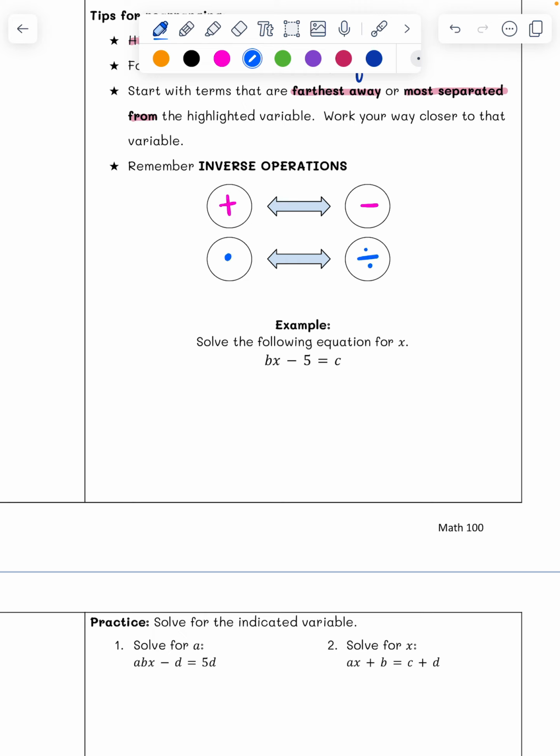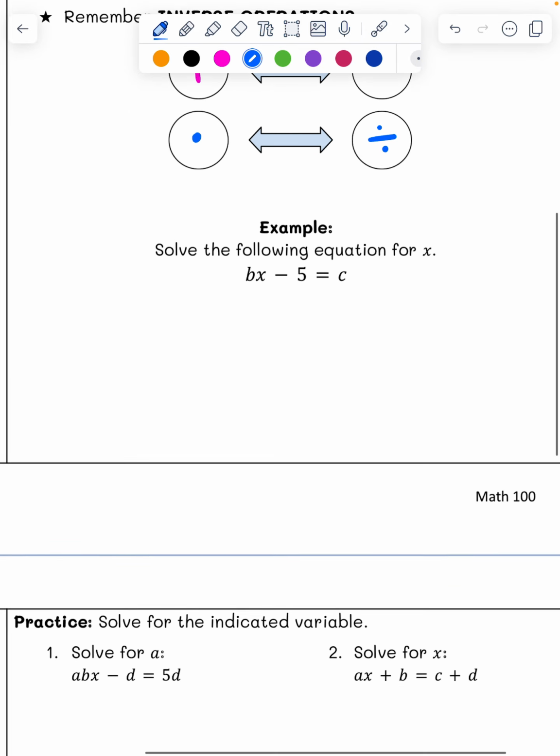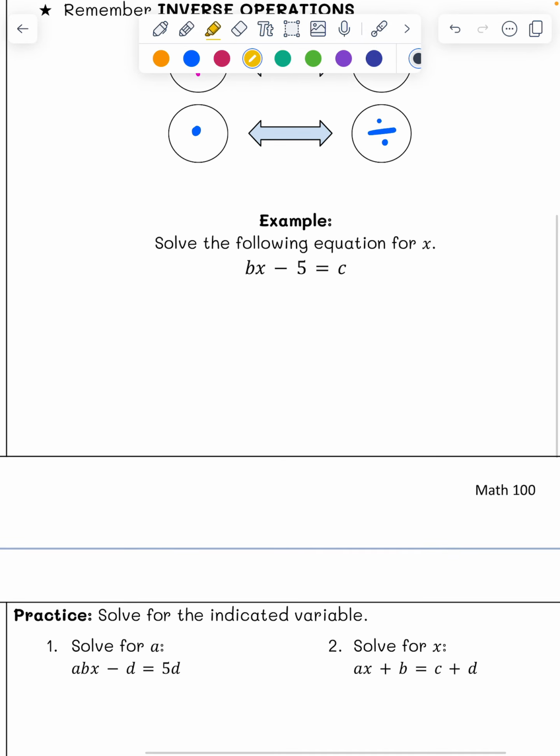So let's look at this example. We're going to solve the equation for x. So take your highlighter and highlight x, okay? That's going to help me remember that that is the letter I'm trying to get by itself on one side of the equal sign. Based on my tips, I said start with the terms that are farthest away. So I'm looking only at the side that x is on, so I'm looking at bx minus 5. I would say that that minus 5 is farthest away.